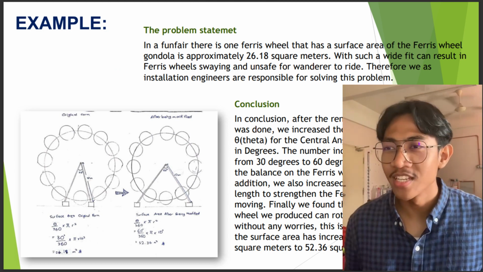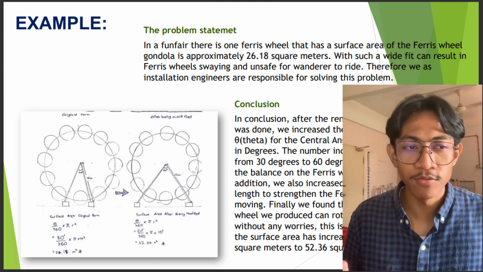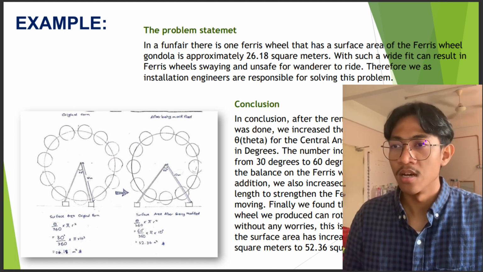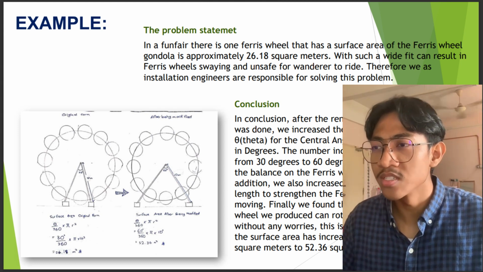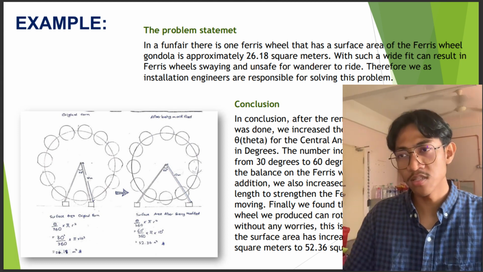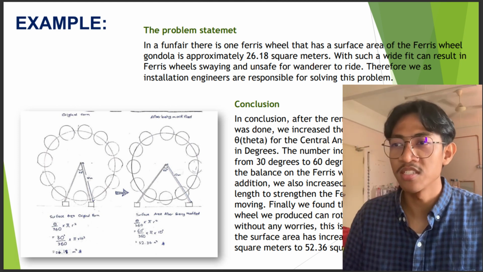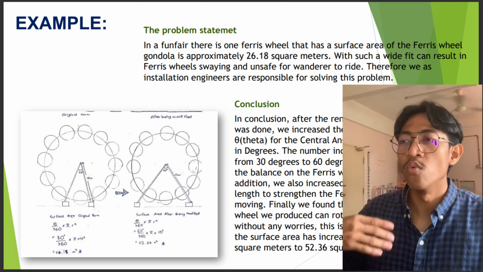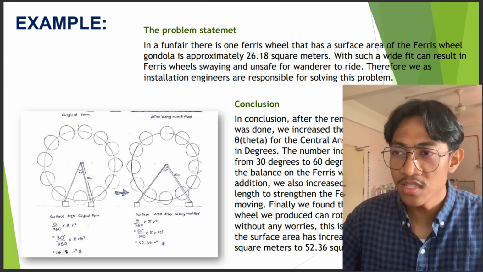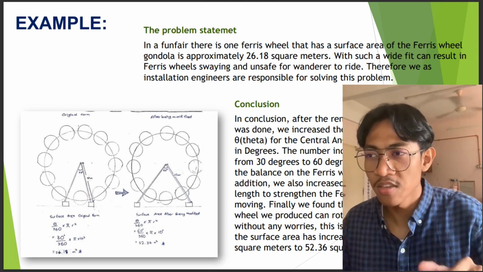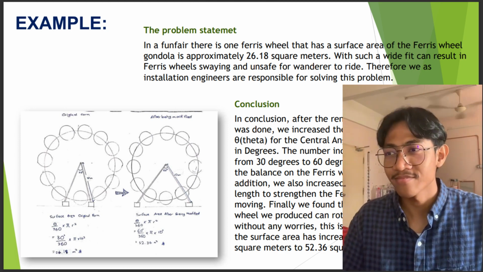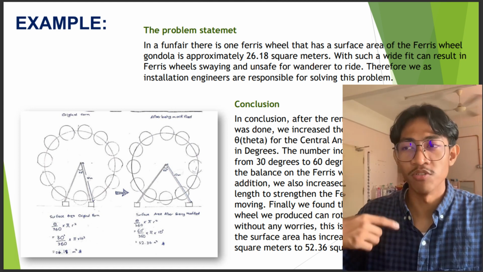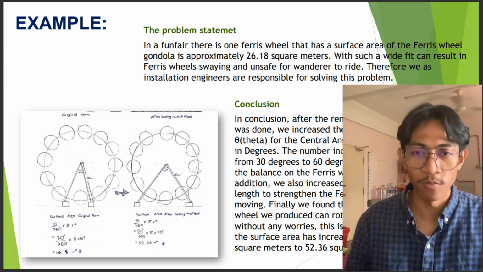Okay, my part is I will explain about problem 2, the whole problem 2. First thing, the problem statement. In a fun fair, there is one Ferris wheel that has a gondola surface area of approximately 26.18 square meters. Such a small area can result in the Ferris wheel swaying, unsafe for riders to ride. Therefore, we as installation engineers are responsible for solving this problem.